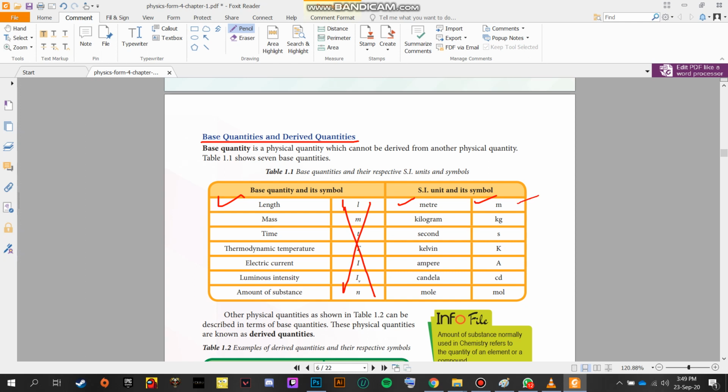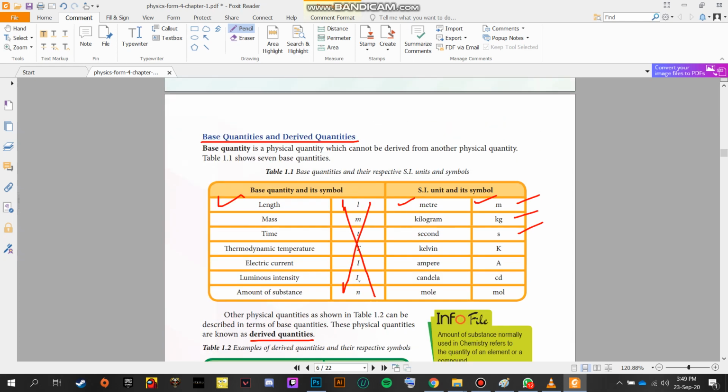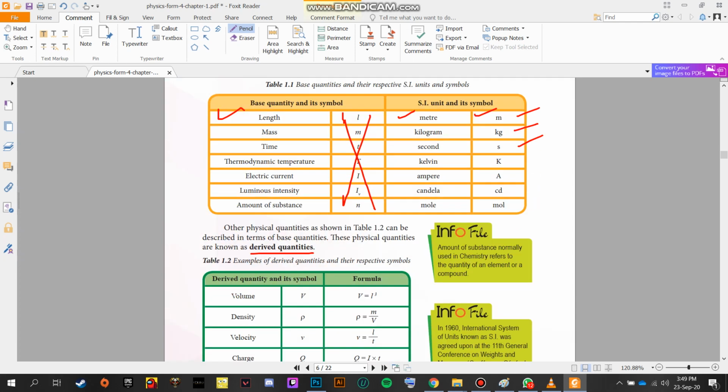Now kilogram, kg, and second are the default SI units in physics that are usually used. In chemistry the default unit would be gram, but in physics the default unit is kilogram. So yeah, you've got to have a heads up there. Now the derived quantities are the quantities that are derived from the base quantities. All of these base quantities would become these derived quantities.